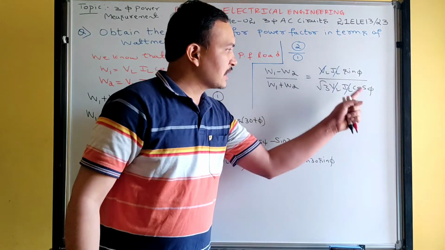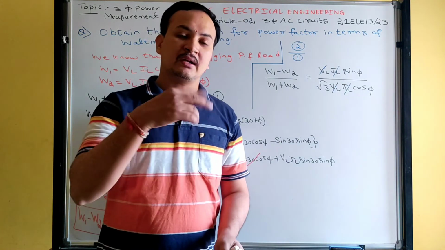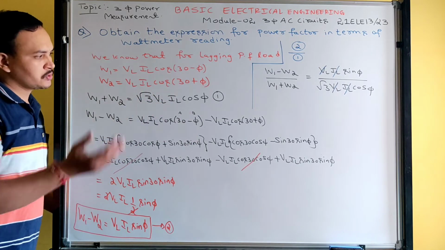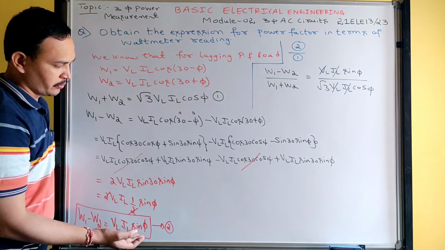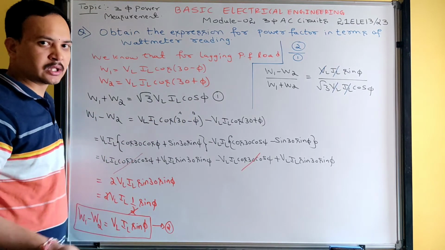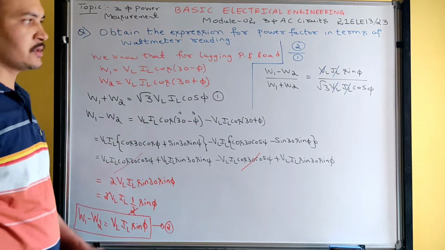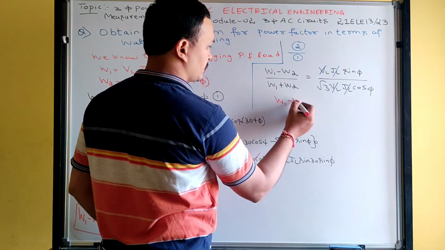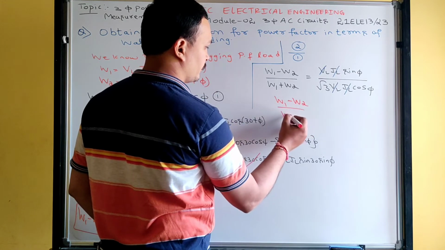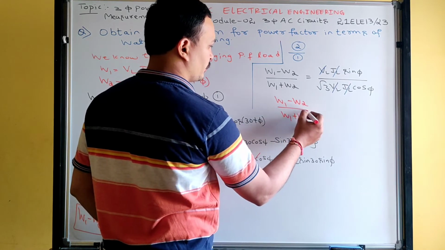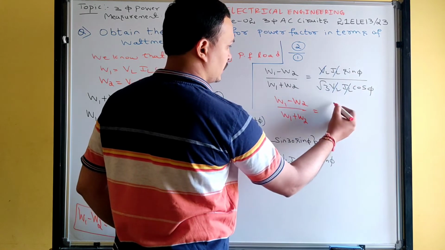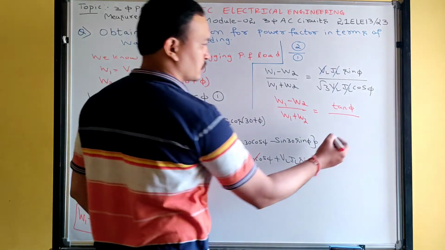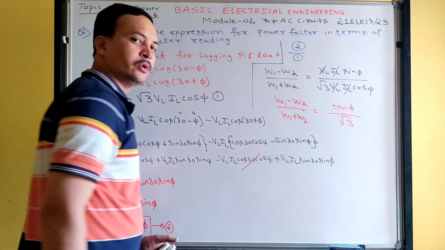Now what is sin by cos? Tan phi. To get the tan phi relation, that's why I divided equation 2 by equation 1. If you retain equation 1 divided by 2, then for cos by sin you should write some other relation. So let's go with the standard relation, tan phi. So now further, W1 minus W2 divided by W1 plus W2 is equal to sin by cos, which is tan phi, all divided by, what is the denominator left? Root 3. Tan phi by root 3.